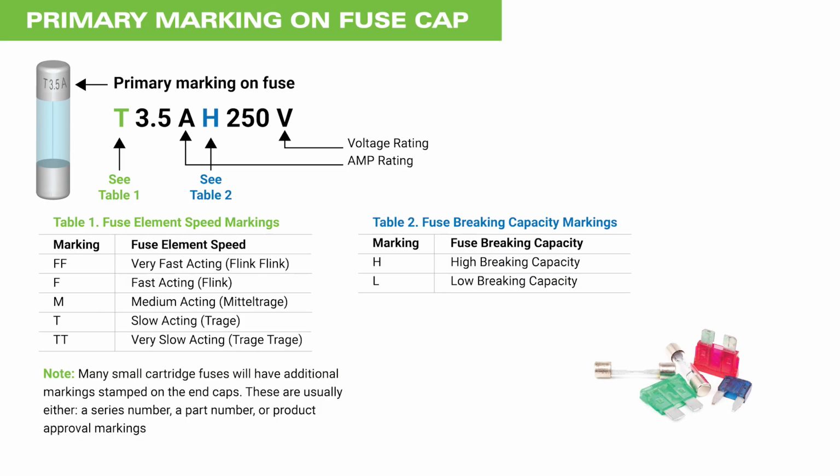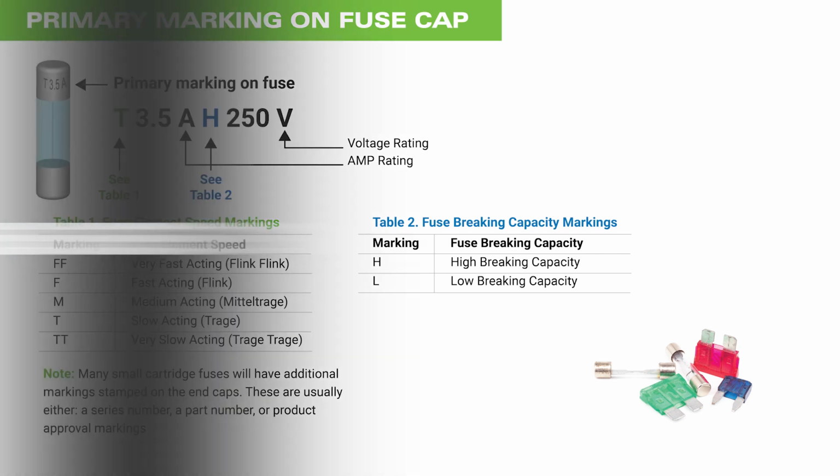The following are some of the parameters that need to be considered when choosing the proper fuse. Current rating of the fuse, voltage rating of the fuse, time current characteristic, in effect fuse speed, and interrupting rating, which is the maximum current that can safely be interrupted.